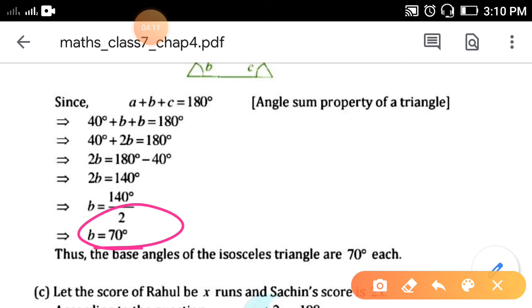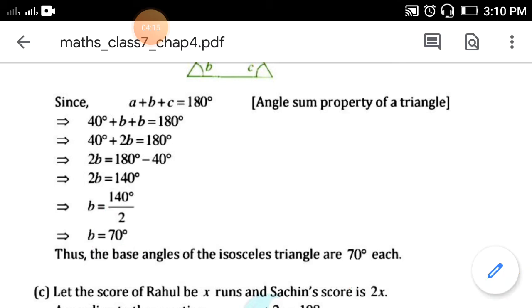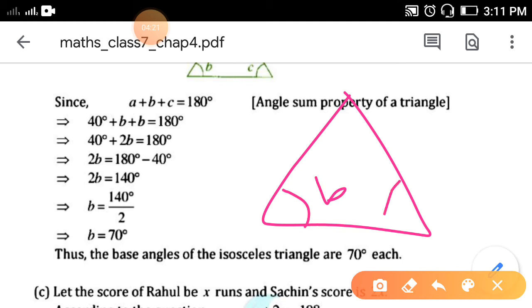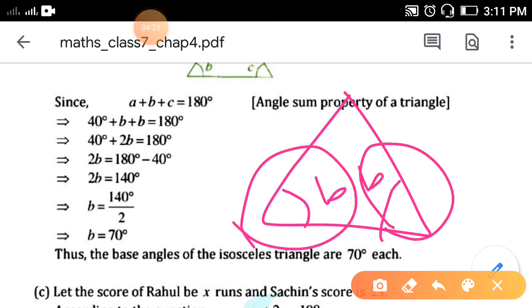So the base angle of the isosceles triangle is 70 degrees each, because this is the triangle. Here also B and here also B. So this is also 70, and this another angle is also 70 degrees.